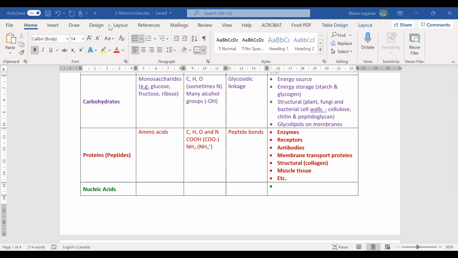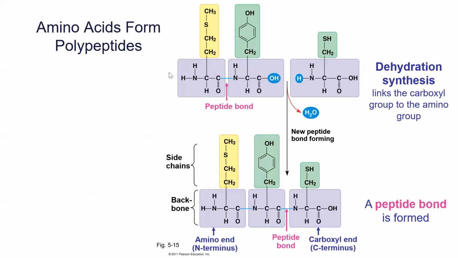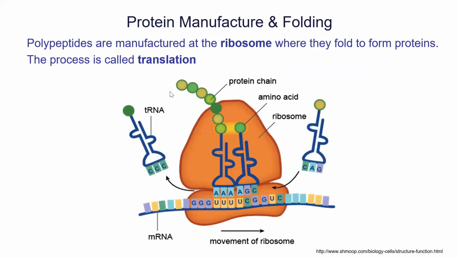Okay, so back to our PowerPoint. Like I said, a few more things to say about proteins before we move on. One thing we are going to talk about later on in the course is translation. Translation is the process of protein synthesis, and that's what happens at the ribosome. You can see a summary of the process there.